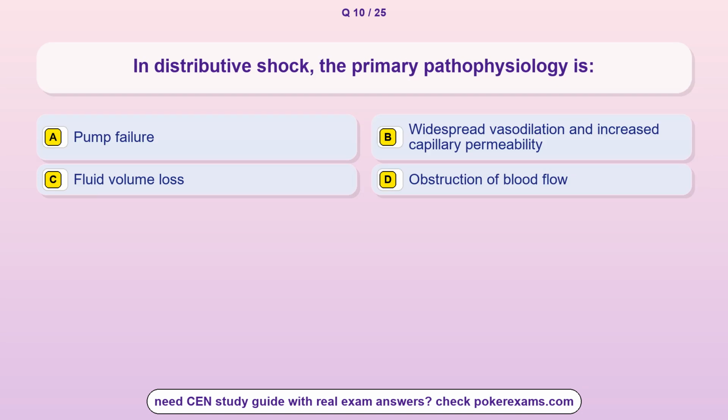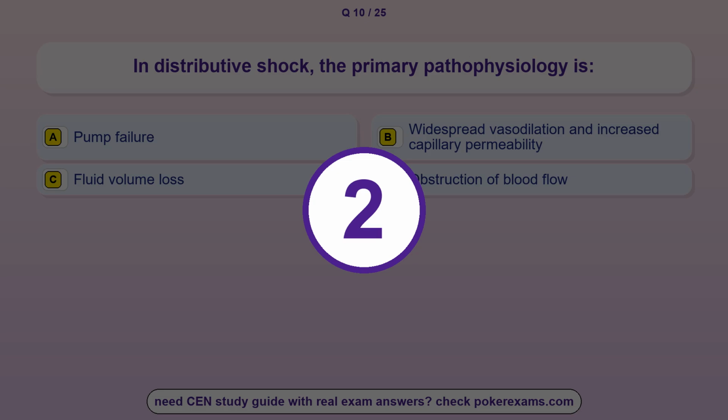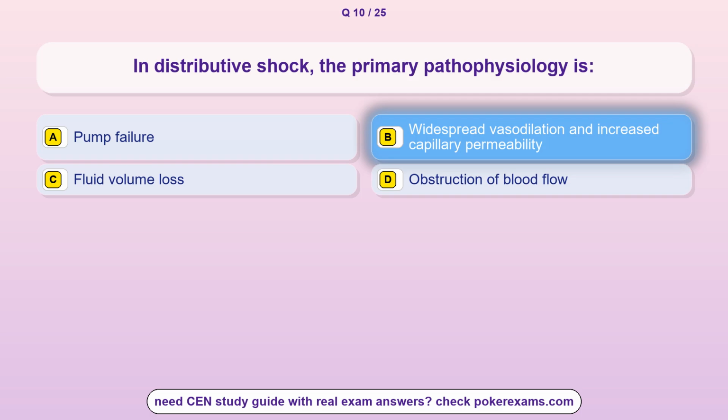Question 10. In distributive shock, the primary pathophysiology is option A, pump failure, option B, widespread vasodilation and increased capillary permeability, option C, fluid volume loss, option D, obstruction of blood flow. The correct answer is option B, widespread vasodilation and increased capillary permeability.